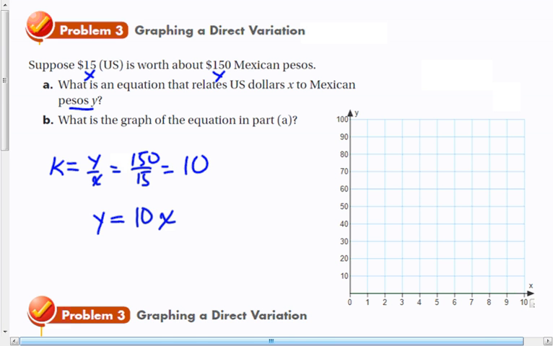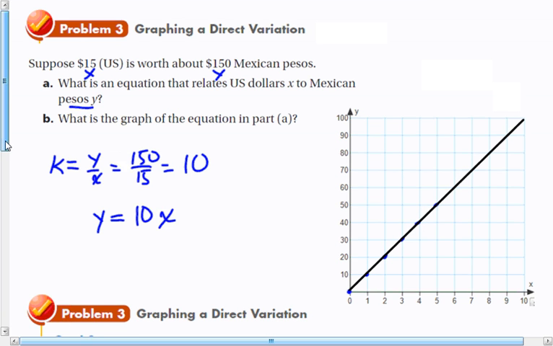All right, and then to graph that, 0 dollars is 0 pesos, $1 is 10 pesos, $2 is 20, and so on. And once I see the pattern, I know it's linear, I'm just going to go ahead and draw in that line right to the end there. All right, and that's how you graph a direct variation.